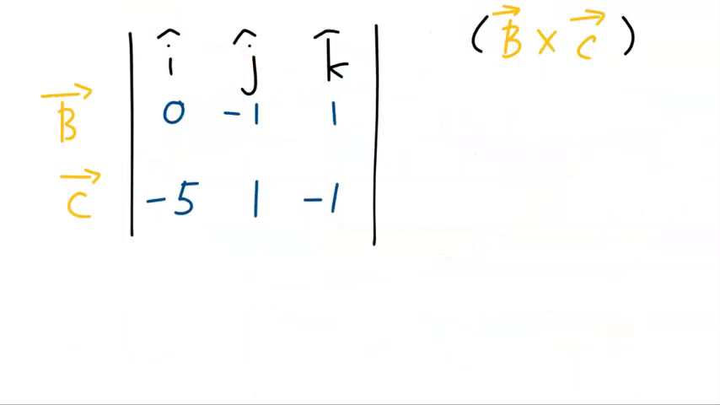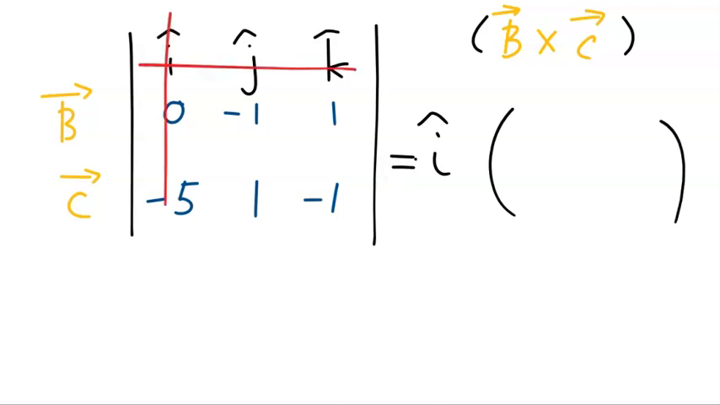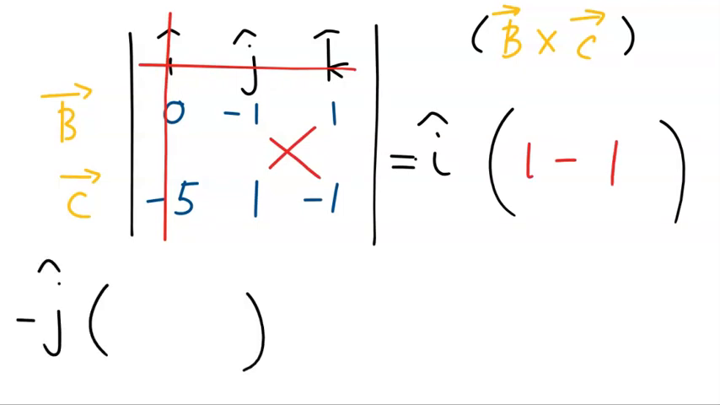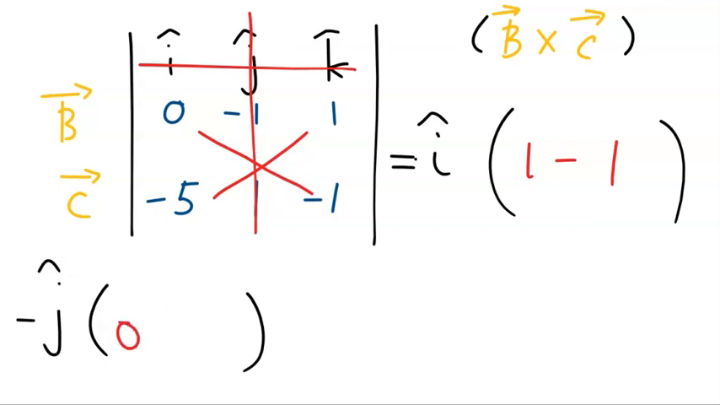As shown before, we can also do this same cross product using the determinant way. The x component can be found by crossing out the i hat in two mutually perpendicular directions. So that is 1 minus 1. And now the y component, crossing out the j hat in two mutually perpendicular directions. So that's 0 minus minus 5.